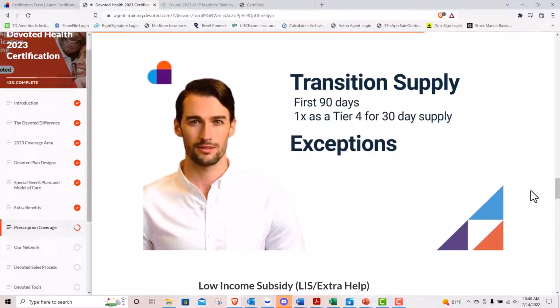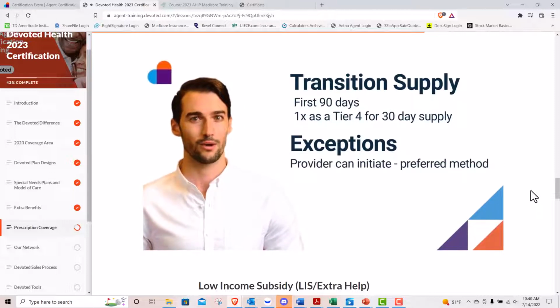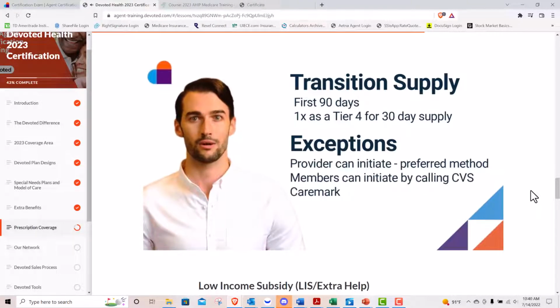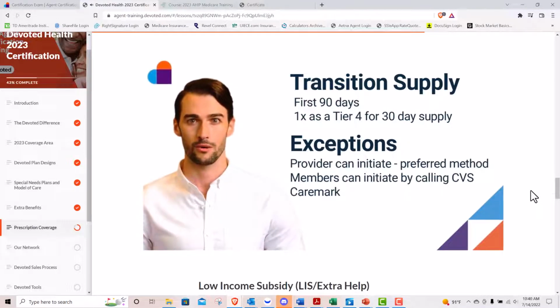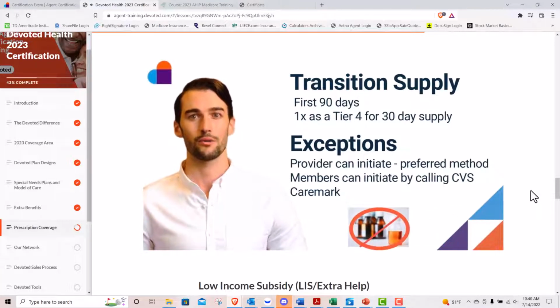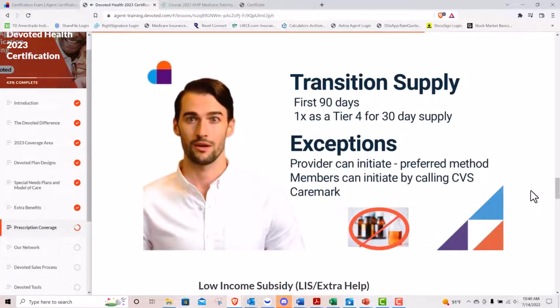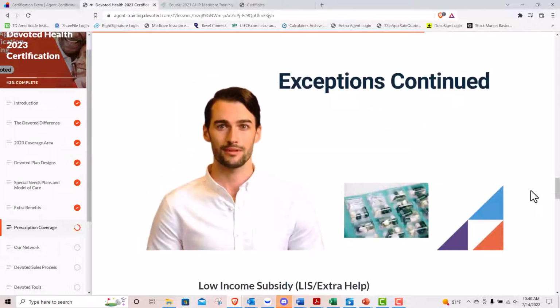We must also properly explain non-formulary exceptions, which are requests for a drug that is not on the formulary. The member's provider can initiate the request, which is the preferred method. The provider must send in a supporting statement explaining why the member cannot use our formulary alternatives. The member usually has to try or be unable to use 2 formulary alternatives. Members can also initiate the process by calling CVS Caremark, Devoted Health's Pharmacy Benefit Management. If the member initiates the request, CVS Caremark will reach out to the member's prescriber for a supporting statement. If approved, non-formulary drugs will always be covered as a Tier 4 medication. No exceptions. Excluded drugs can never be approved for coverage. For example, cough and cold medicine, vitamins and minerals, cosmetic drugs, drugs for weight loss, non-formulary drugs for sexual dysfunction. There are a couple more exceptions to discuss.